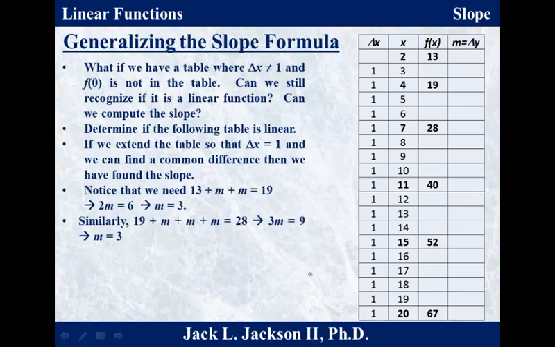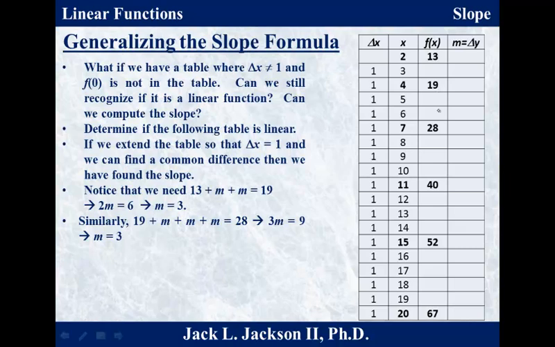Well, let's think about that a minute. So we want 13 plus whatever m is to be the next blank right here. And we want to take that and add m to it, and we get 19. So 13 plus m plus m equals 19. A shorthand for m plus m is 2 times m. And of course 19 minus 13 is 6. So 2 times m is 6, so m has to be what? Okay, 3. You probably already had that figured out.